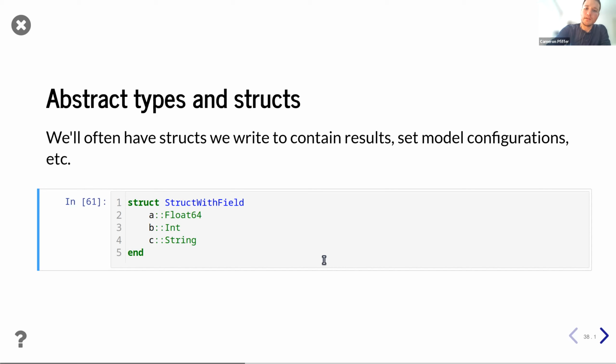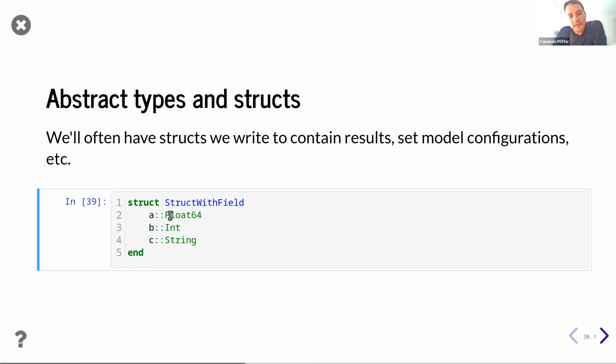Let's see here. So we often have these structs that we write to contain results, set model configurations, things like this, right? Shosh kind of mentioned this, where you might use concrete types. You say, okay, I have this struct called struct with field. It has an A, a B, and a C, and these are float 64, int, and string. This is kind of fine. If you know for a fact you're only ever going to be putting float 64, int, and string in here, this is great, right? This is not an issue.